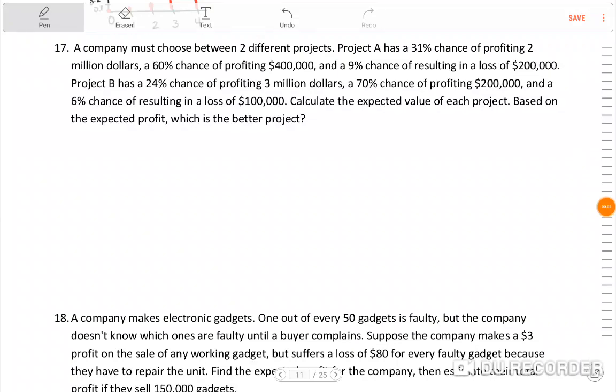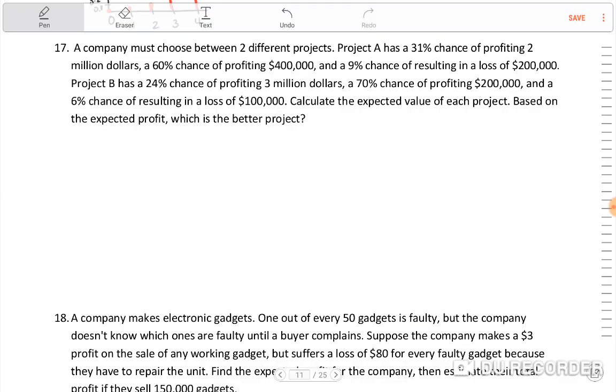All right, we are on question number 17. A company must choose between two different projects. Project A has a 31% chance of profiting $2 million, a 60% chance of profiting $400,000, and a 9% chance of resulting in a loss of $200,000.